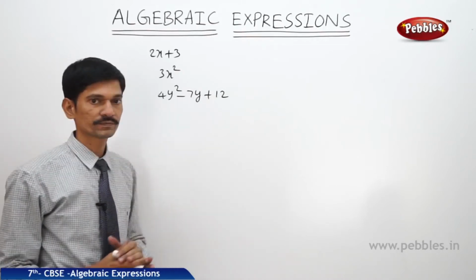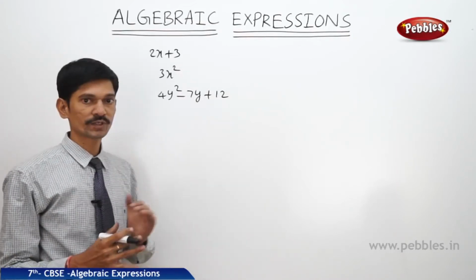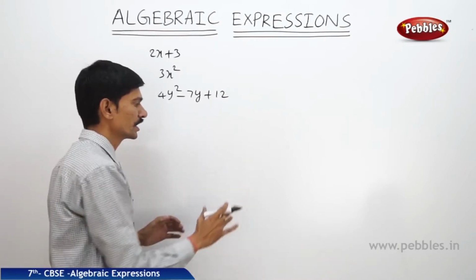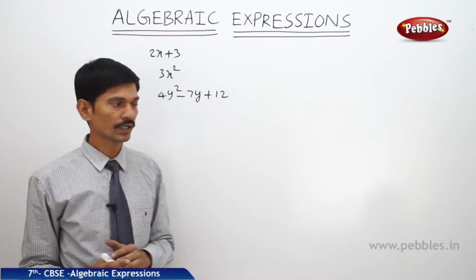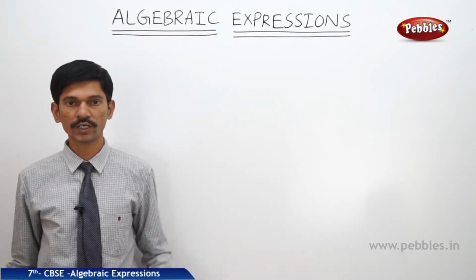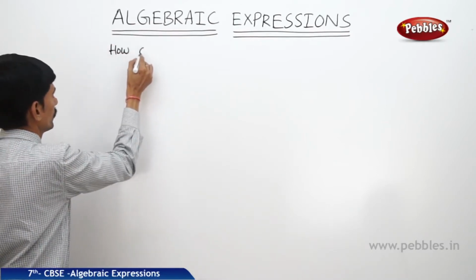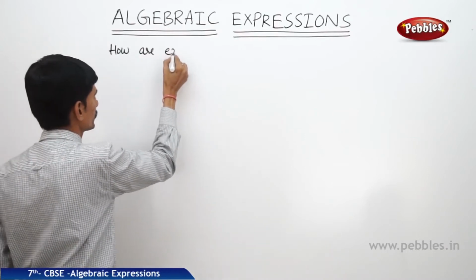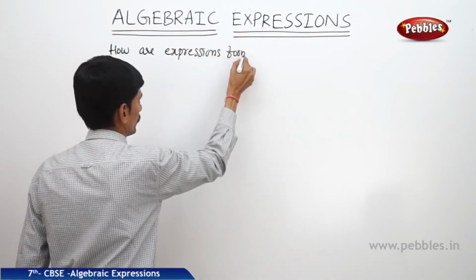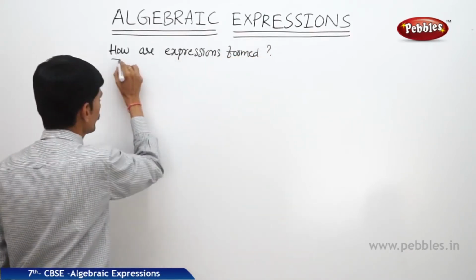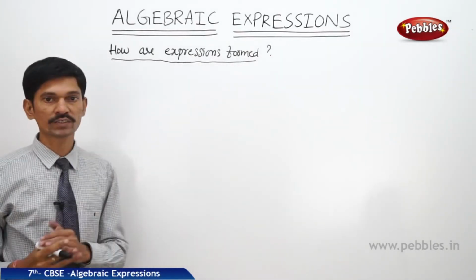In this chapter you will find how algebraic expressions are formed, how they can be combined, how we can find the value of algebraic expressions and how they can be useful for us. Now let us see how algebraic expressions are formed. Before starting this, first let us see what is a variable and what is a constant.